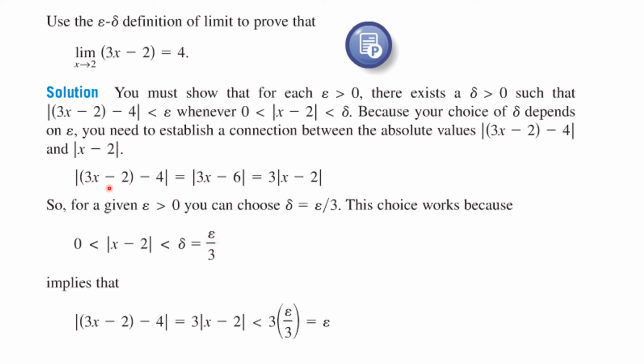I have f of x minus L is equal to this, but I can factor a 3 out of there. And so you see, if I take, for any epsilon greater than 0, I can take delta equal epsilon over 3. This works because if this is less than epsilon over 3, then f of x minus L is less than epsilon.